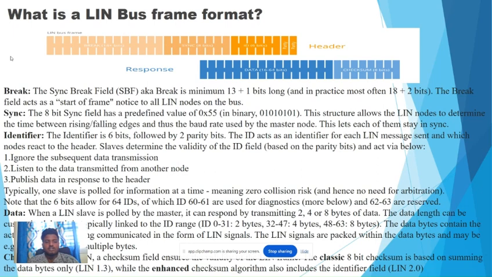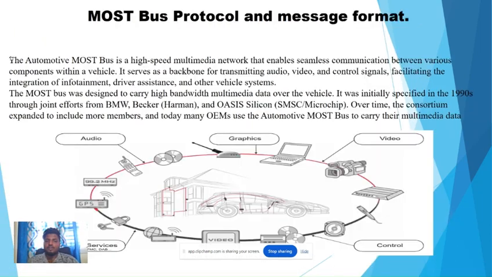When a LIN slave is polled by a master, it can respond by transmitting 2, 4, or 8 bytes of data. The data length can be customized, but it is typically linked to the ID range. The data bytes contain the actual information being communicated in the form of LIN signals. The LIN signals are packed within the data bytes and may be, for example, just one bit long or multiple bytes. Checksum. As in CAN, a checksum ensures data integrity. The classic 8-bit checksum is based on summing the data bytes only, while the enhanced checksum algorithm also includes the identifier field.